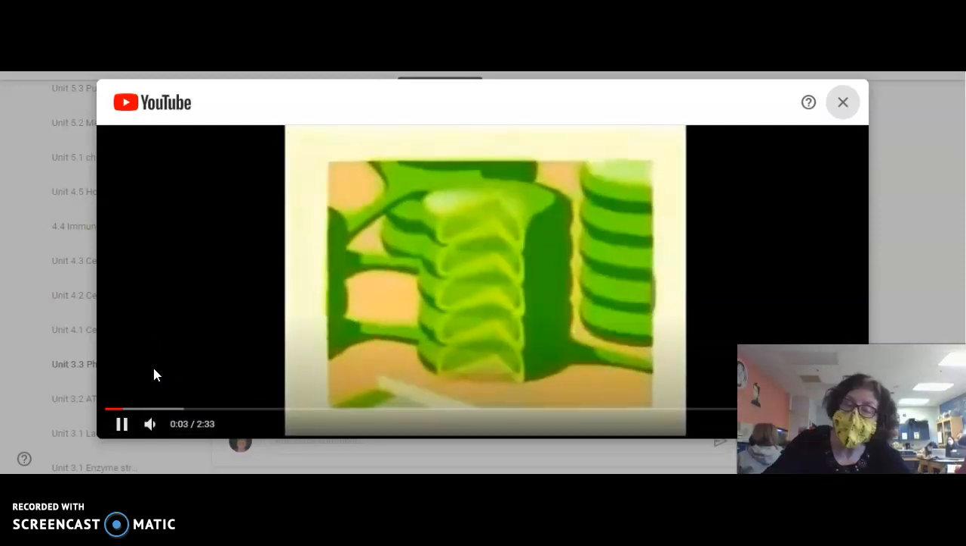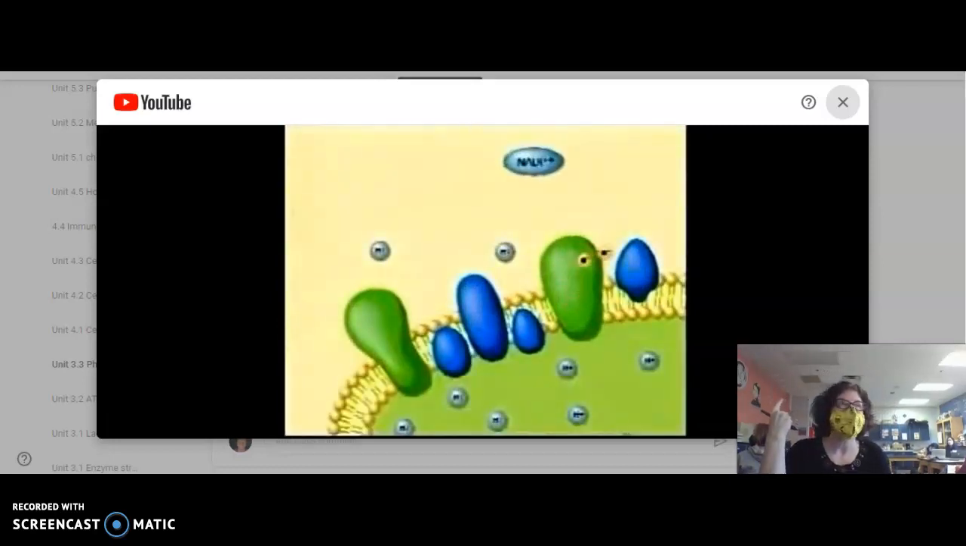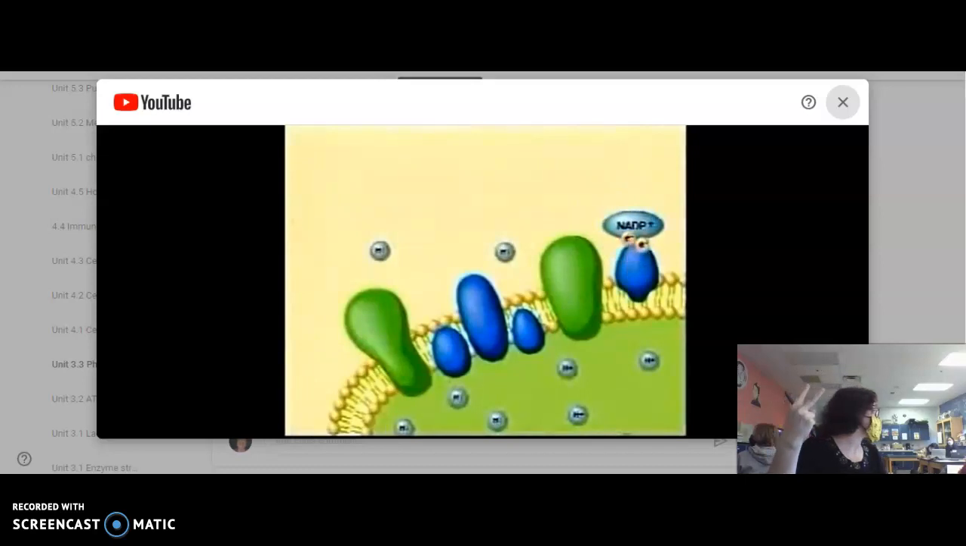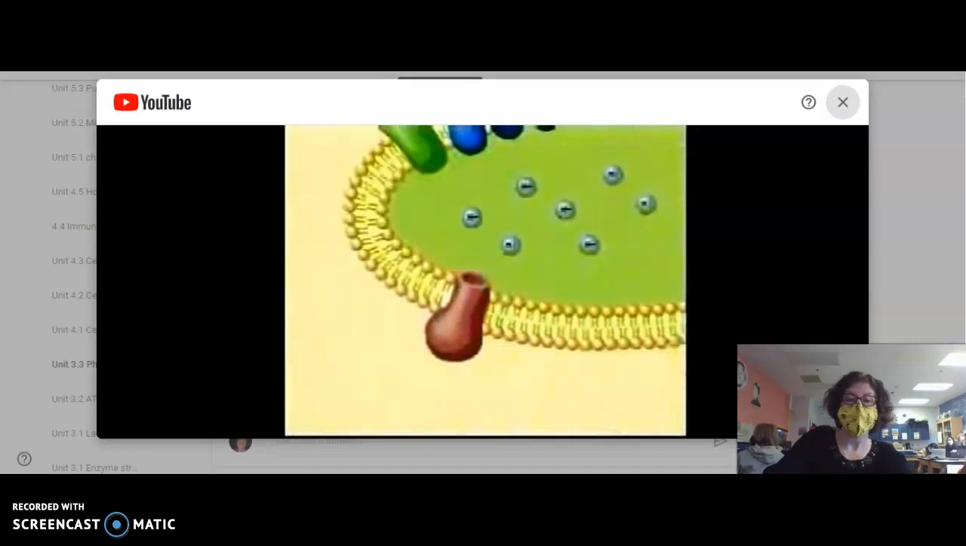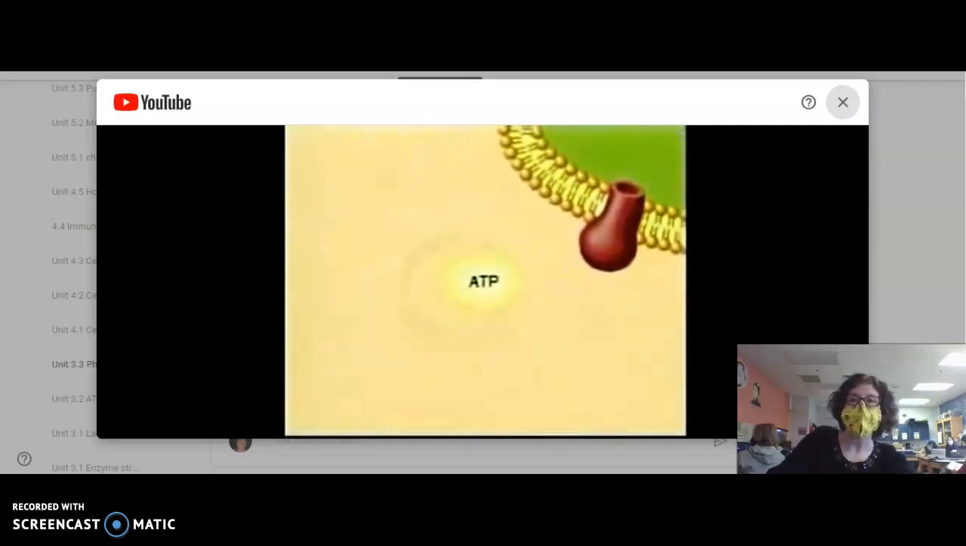So we did the light-dependent reactions where we got a couple of products. We got ATP and we got NADPH reduced. So we have high energy electrons and we have some ATP. So this just shows an animation of what we already saw. You made a bit of ATP and you made NADPH, which is carrying high energy electrons.